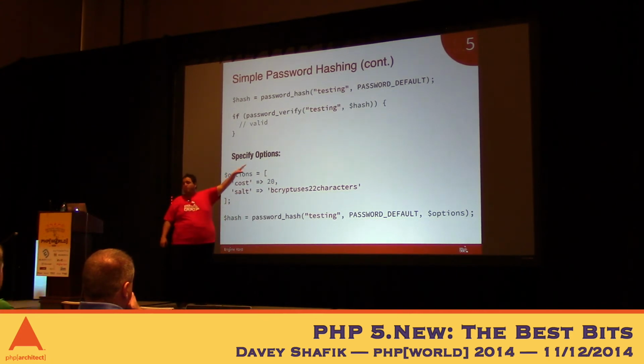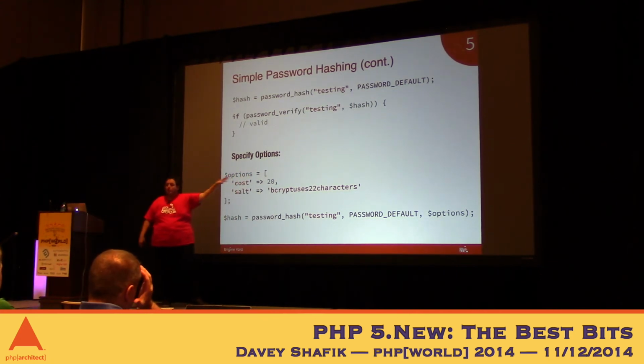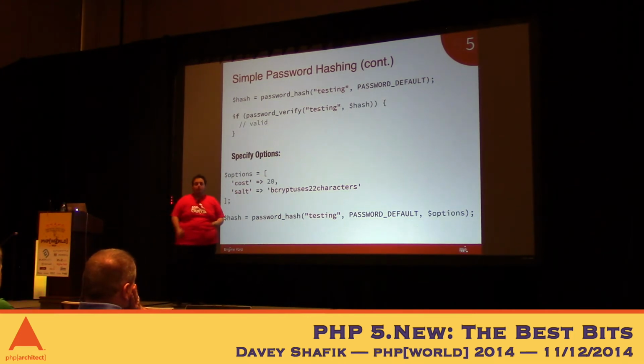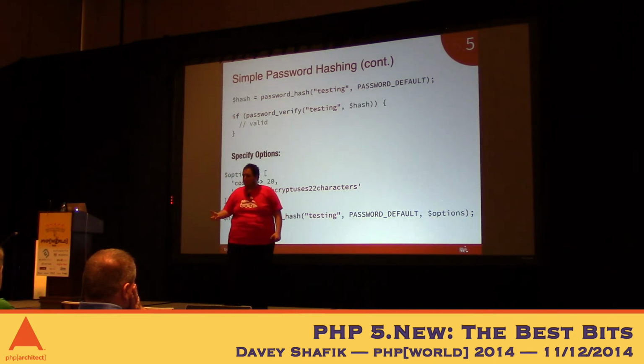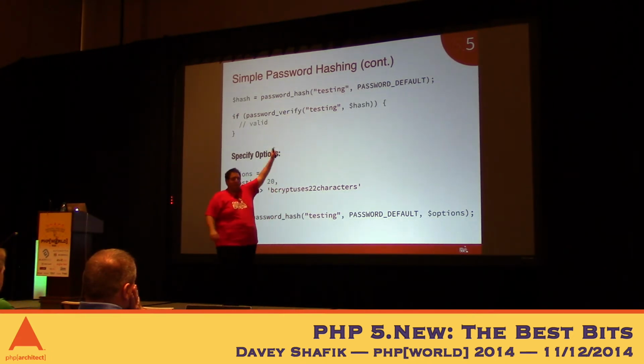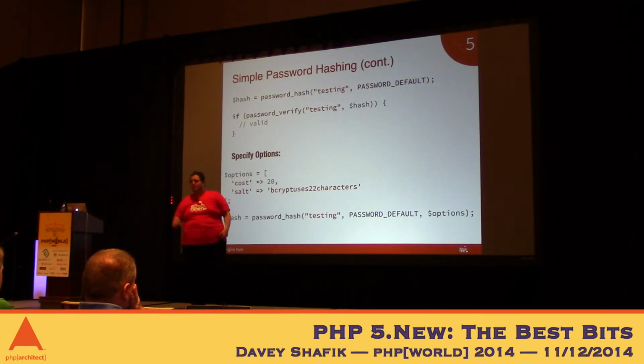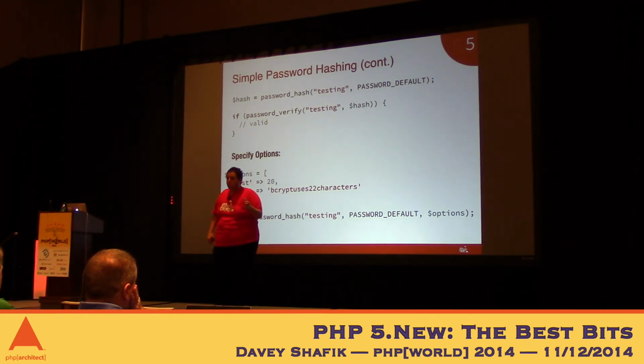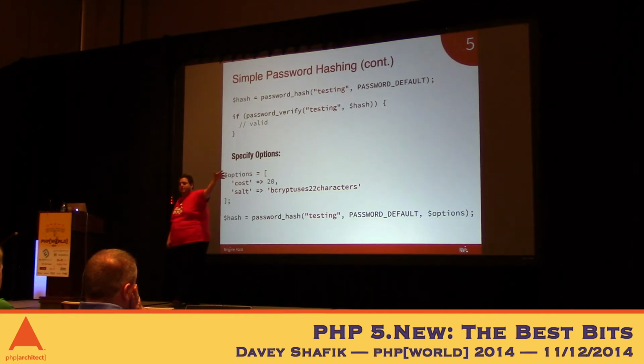PASSWORD_DEFAULT may and probably will change at some point to a better, more secure algorithm, either because for bcrypt they've created hardware that makes it super easy to brute force, or they found a vulnerability in it and it's useless, right? So by using PASSWORD_DEFAULT, when you update PHP it will automatically use a more secure algorithm. And because the hash that results from that tells you which algorithm was used, password_verify will just automatically verify against whatever hashing algorithm was used.